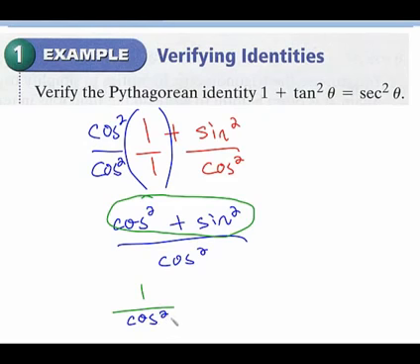So 1 over cosine squared, well, what's the inverse of cosine squared? That's secant squared. And that's exactly what we're trying to prove. We're trying to prove that this left side is equal to secant squared, which we've just done. So your last step is that the left side and the right side should be exactly the same, if you're doing everything correctly.